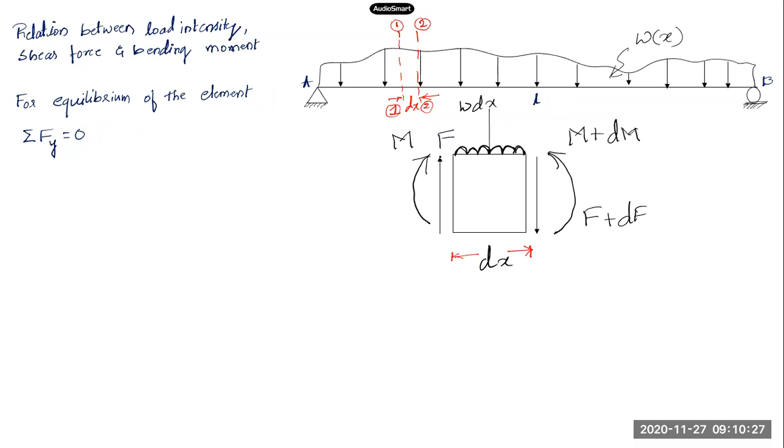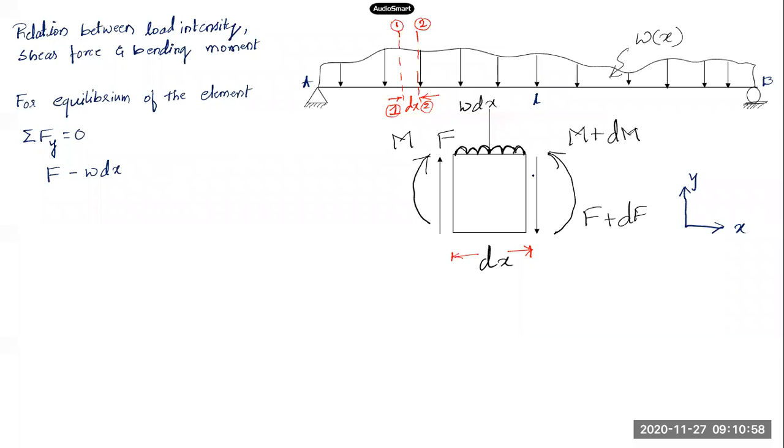So what are the forces in the y direction, in the vertical direction over here? This is our coordinate x and y. So in the y direction, we have F, which is acting upwards. We have this load which is applied on that element. So the total resultant load will be w into dx, and it is acting in the downward direction. So minus w, the load intensity, into dx.